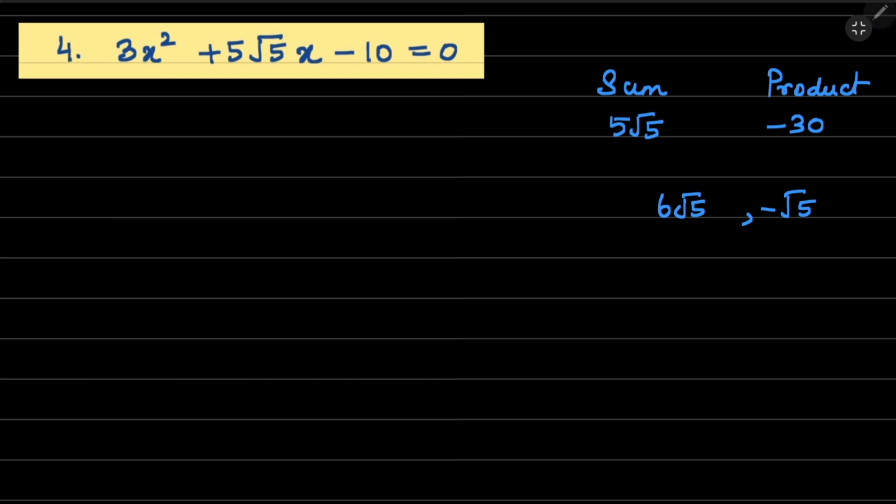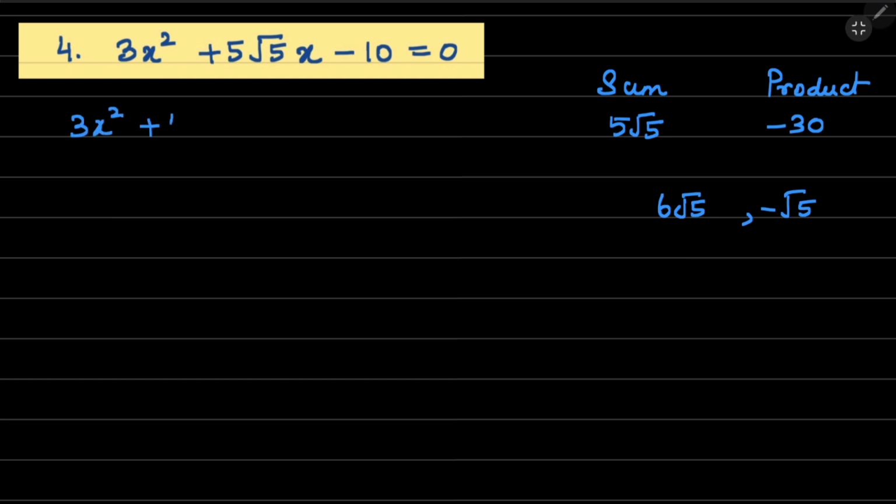So since it's a minus 30 here and a plus sum, the negative sign will come to the smaller value. So here, if you take 6 root 5 minus root 5, it is 5 root 5, and 6 root 5 multiplied by minus root 5 is negative 30. So these are the two values. Okay, so let's do the middle term split.